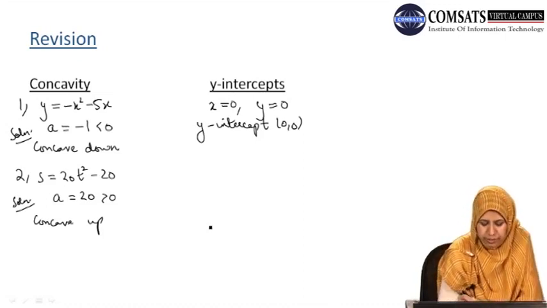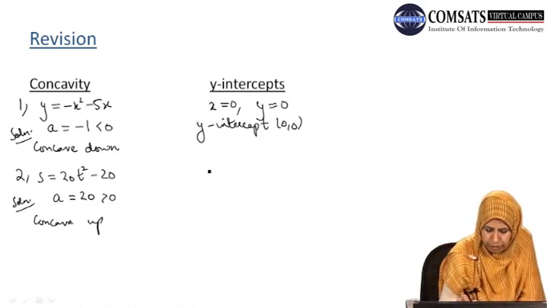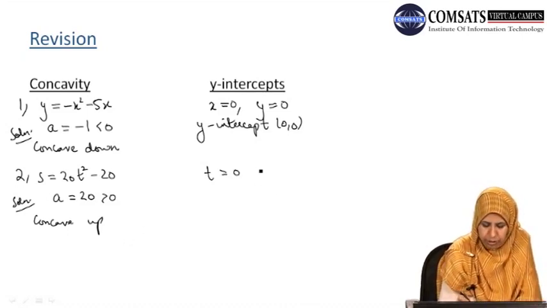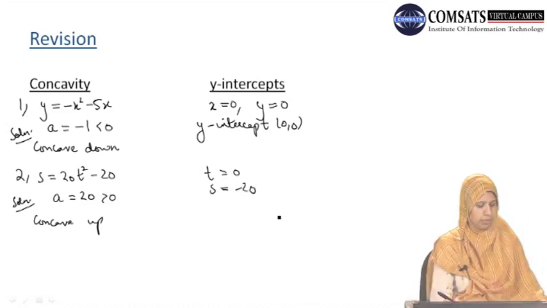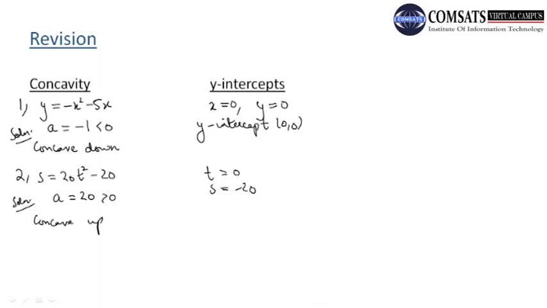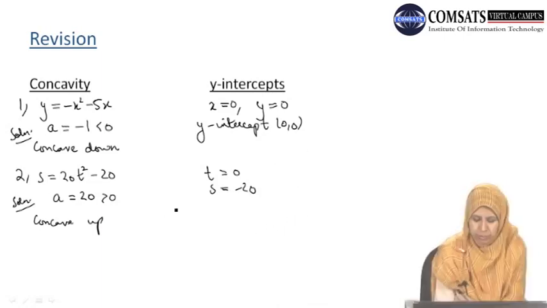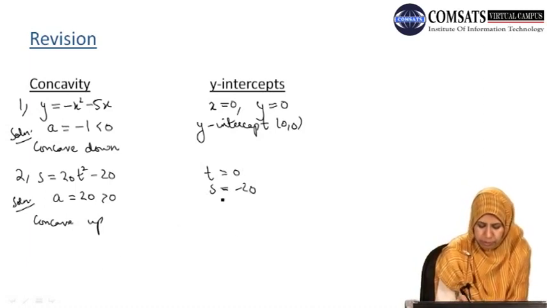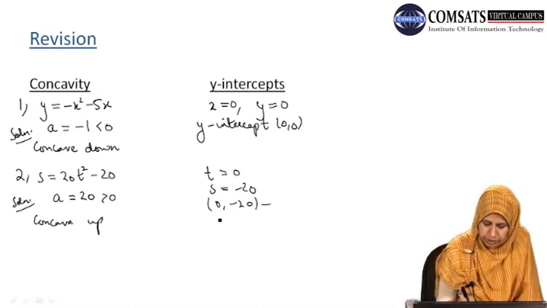Okay, for the second example, here we have to put the value of t equals to 0, and by putting t equals to 0 we obtain s equals to -20. So our y-intercept is (0, -20). In fact, the s-intercept here.